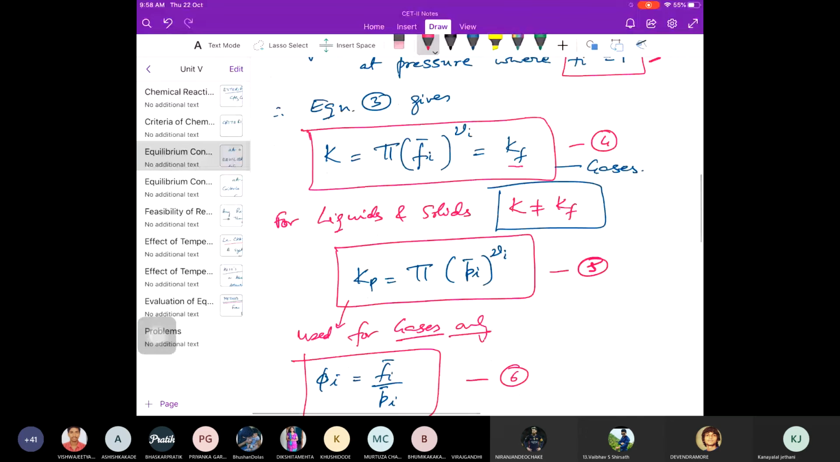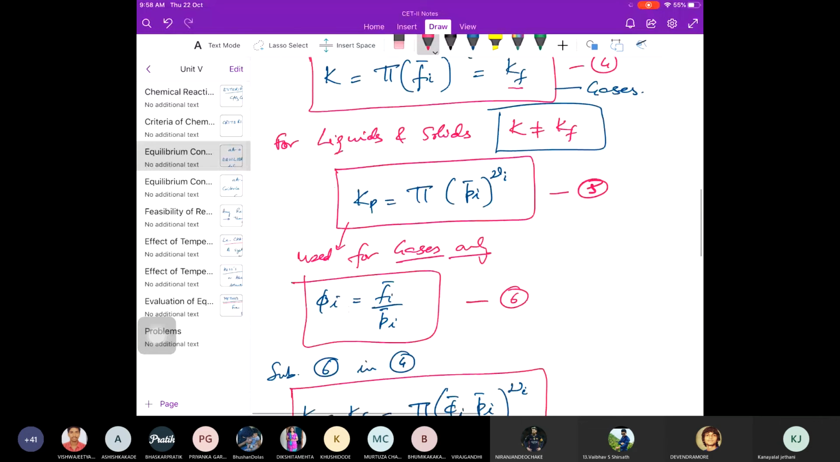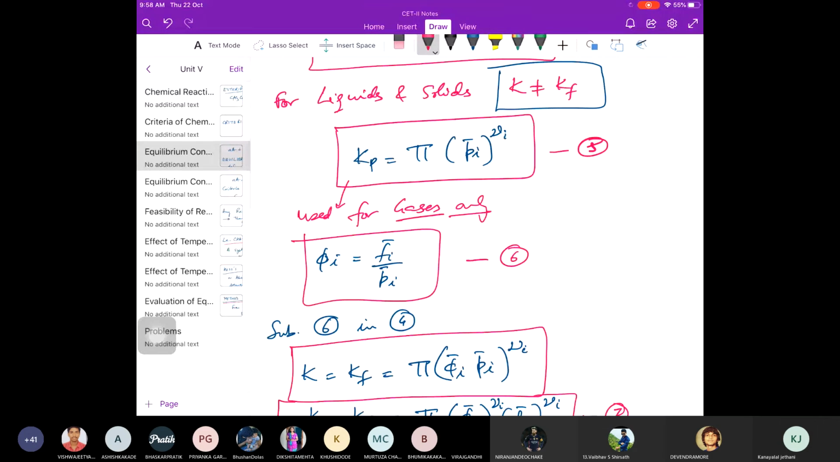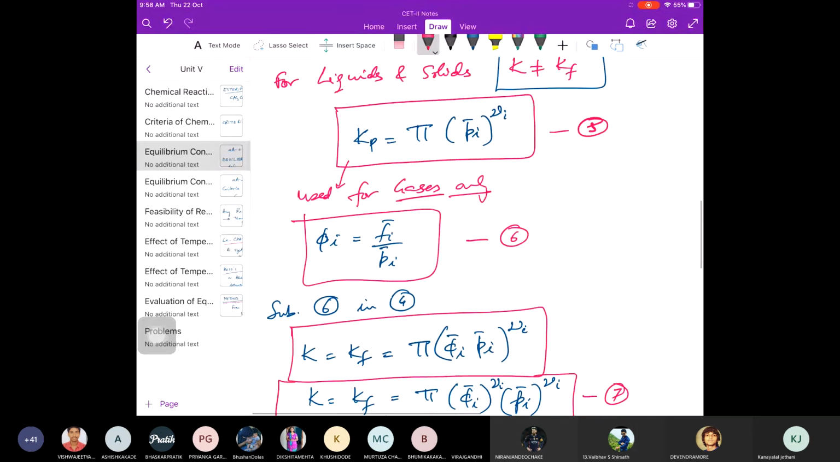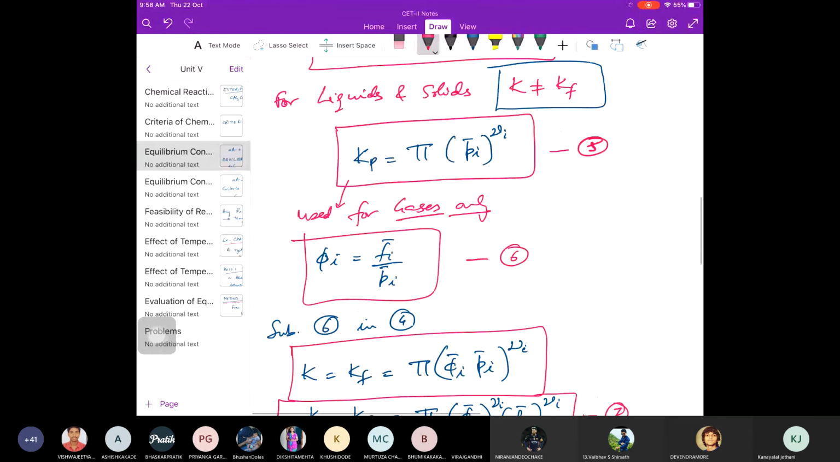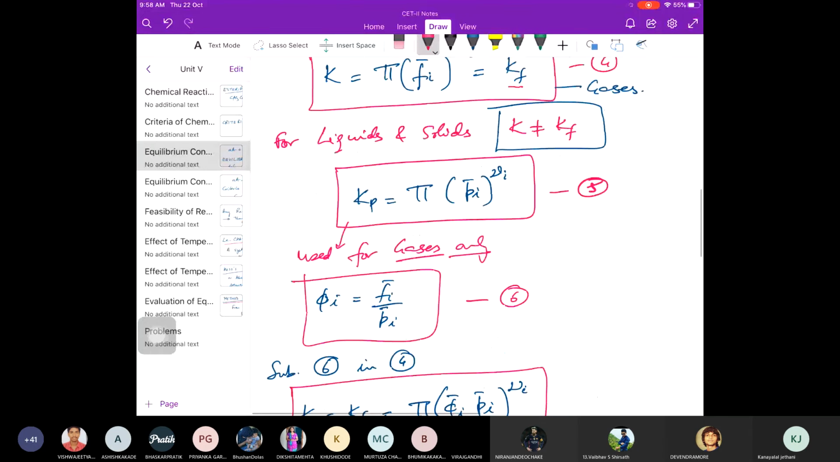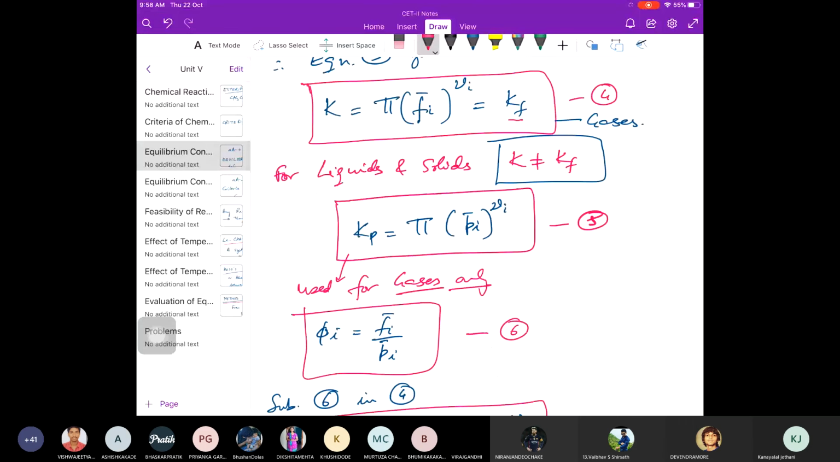So we can write another definition of K, which is Kp, based on partial pressures, similar to what we have seen for fugacity: pi of the partial pressure of component i raised to the power of nu_i. And this is only for gases. Then another definition is based on the fugacity coefficient, where the fugacity coefficient phi_i bar is nothing but f_i bar upon p_i bar.